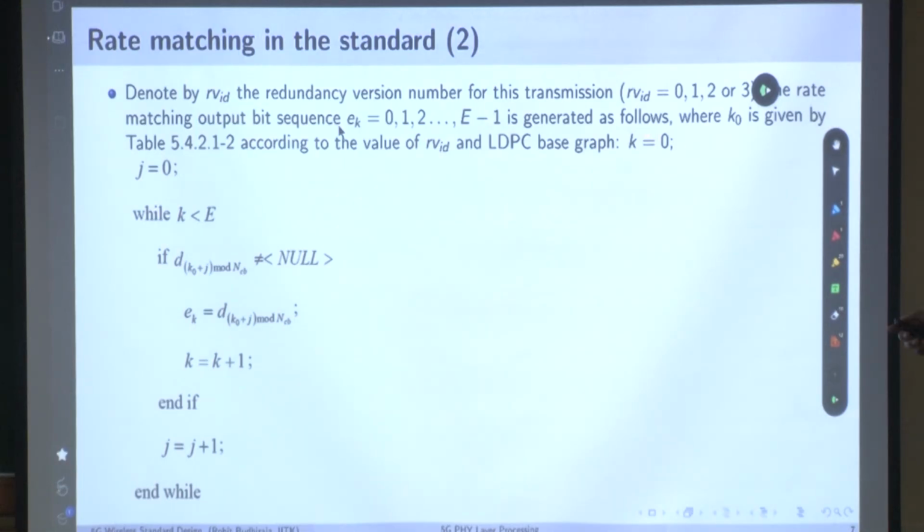See this, that is the instruction. K is 0, J is 0, and K0 is also 0. Why is K0 0? Because it is the first RV, RV 0. Why is J 0? Because you set it to 0. Mod NCB is a circular buffer. If this bit is not equal to null, then you make that the output. What will this output? E0.